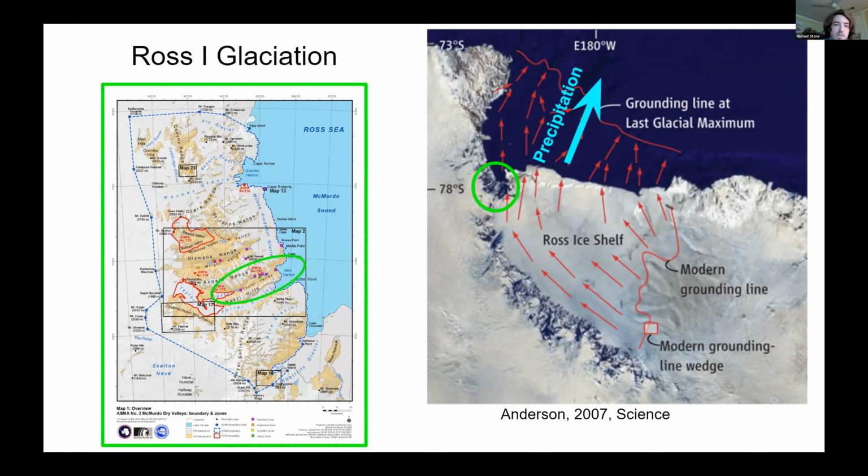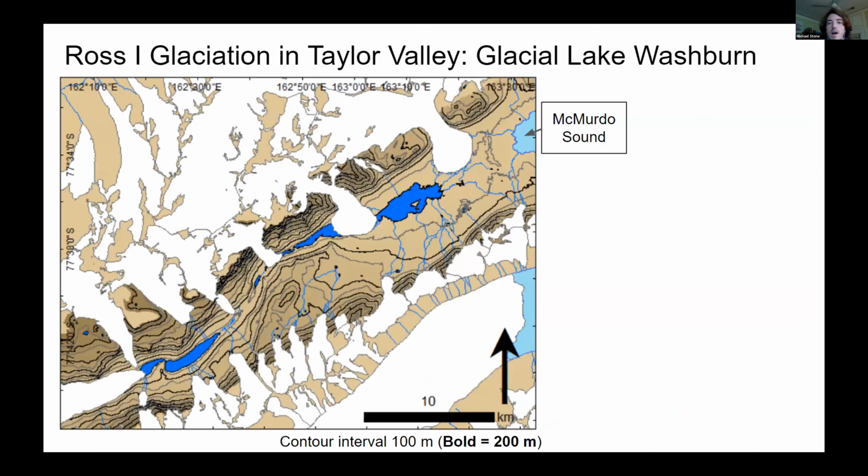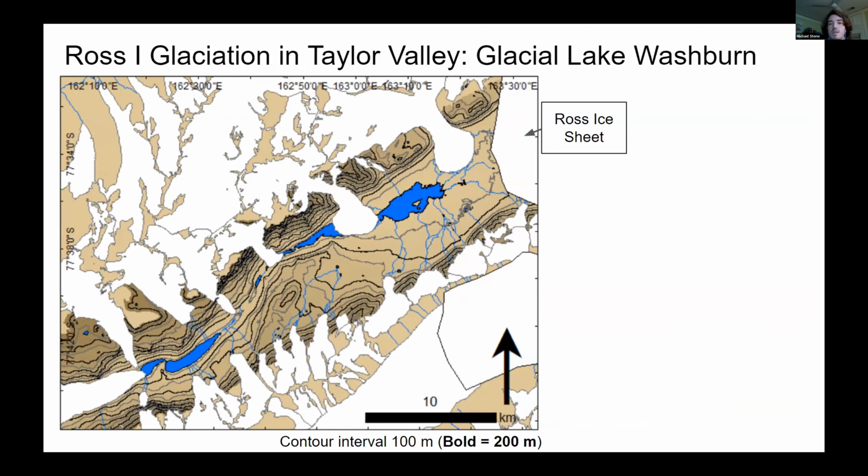This research takes place in Taylor Dry Valley, and Taylor Valley trends east-west and opens at the eastern end to the McMurdo Sound, which is part of the Ross Sea. And during the Ross I glaciation, the Ross ice sheet grounded in the mouth of Taylor Valley, sealing off the valley. Because of a reduction in precipitation, it's hypothesized that local alpine glaciers retreated due to less accumulation in their accumulation zones. And this left the valley floor pretty wide open.